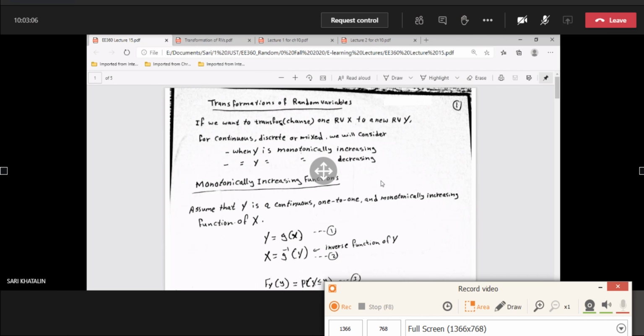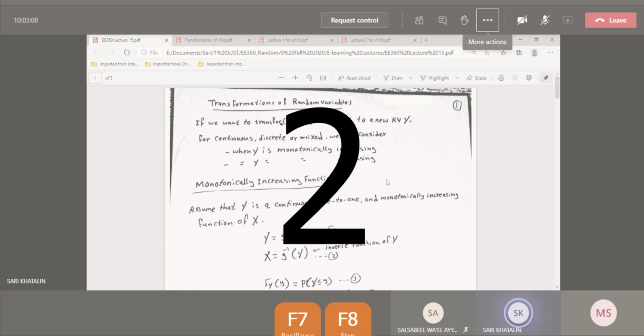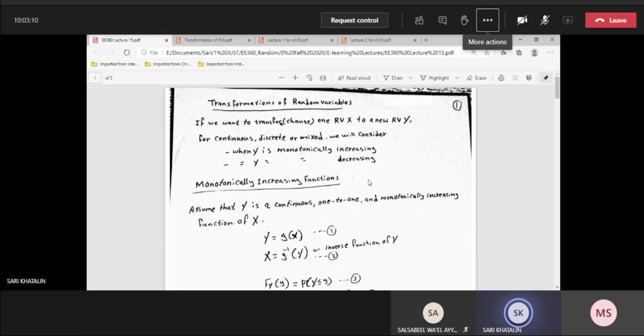Last lecture we finished talking about moments, and we used the characteristic function and also the moment generating function to generate moments as well. And today we're going to finish the last topic we're going to discuss in chapter 3, which is the transformations of random variables.